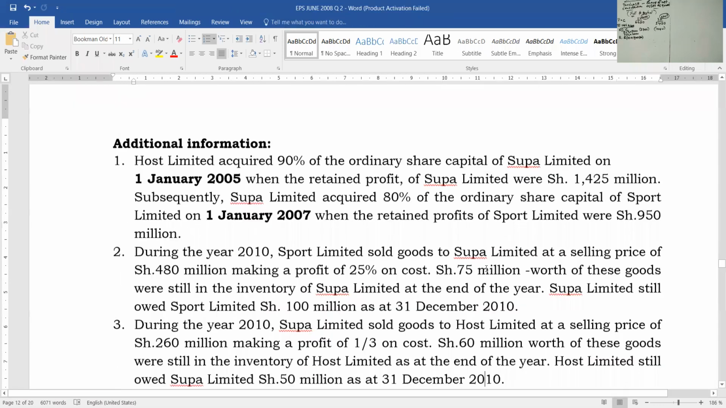Spot was acquired. That's why they told you here in additional information number 1, Post Limited acquired 90% of the ordinary share capital of Super on 1st January 2005 when the retained profit of Super was 1,425. Subsequently, Super Limited acquired 80% of the ordinary share capital of Spot on 1st January 2007 when the retained profit of Spot was 950. So you can see you are given it, and that is what you use.